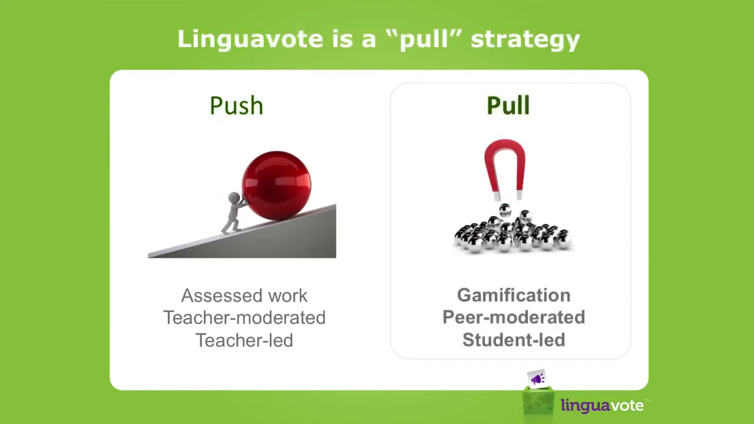Instead, Linguavote adopts a pull strategy, encouraging students to engage in the e-learning by disguising learning outcomes and academic skills as opportunities for students to use the language they learn in an interesting way. An example of gamification. We replace teacher-led appraisal with community-based appraisal or peer moderation, and we encourage students to take control of their own learning. They decide how much effort to put in, not the teacher. By doing all this, we are making the learning experience more intrinsically motivating to students.